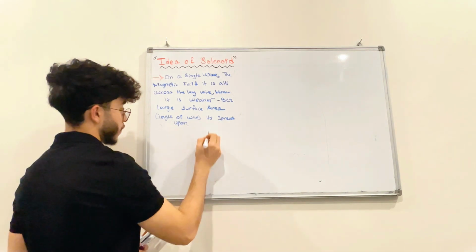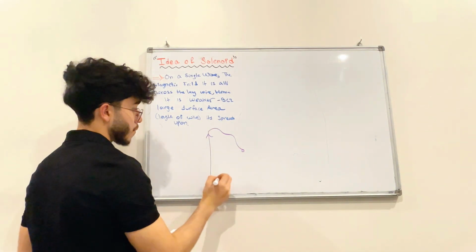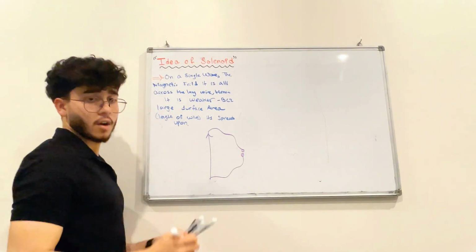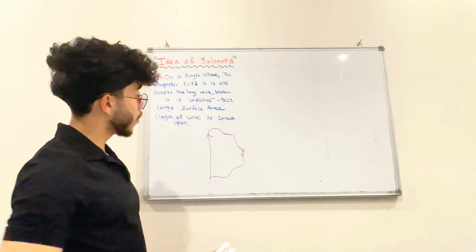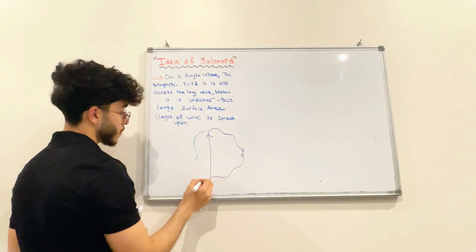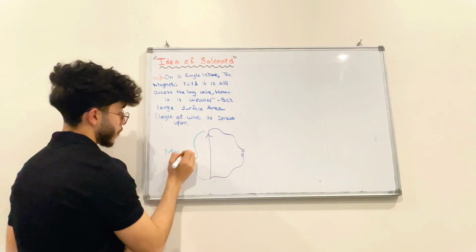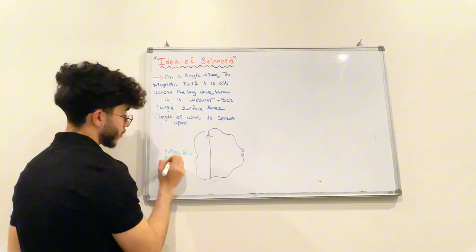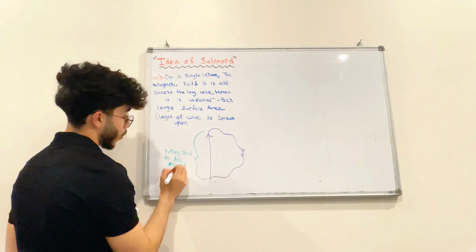So let's take this wire for example. Power source, let's get to a power source. And we can say that the magnetic field is all around this wire.